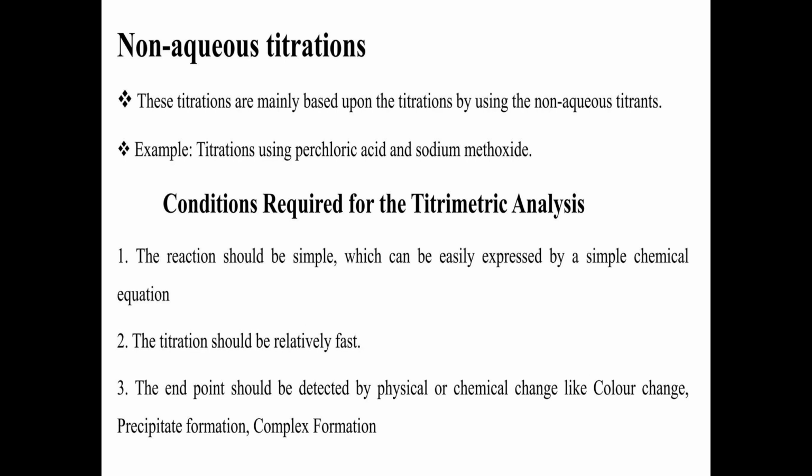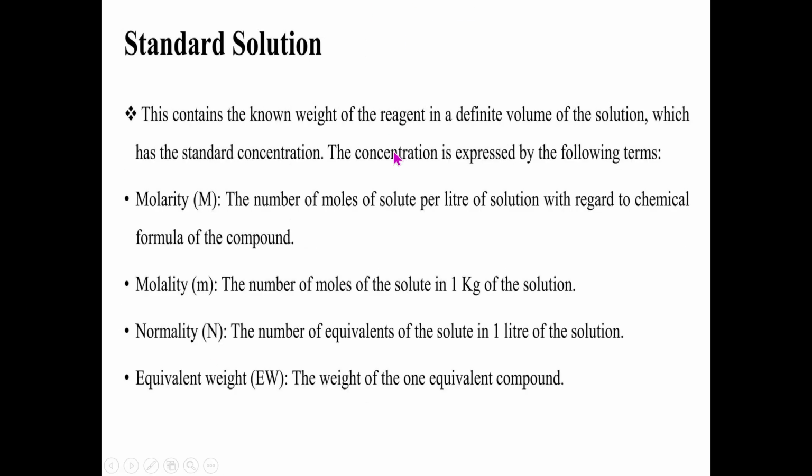Our next type is non-aqueous titration. These titrations are mainly based upon the use of a non-aqueous titrant, for example, titration using perchloric acid or sodium methoxide. Conditions required for titrimetric analysis: the reaction must be simple and easily expressed by a simple chemical reaction. Titration should be relatively fast, and the end point should be detected through a very simple physical or chemical change like color change, precipitate formation, and complex formation.